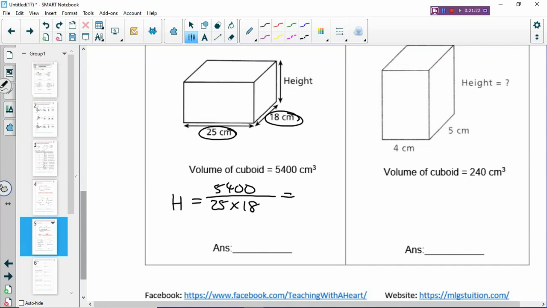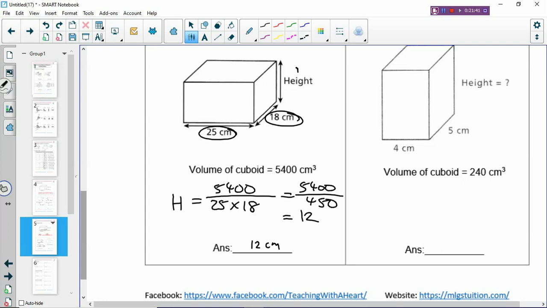Now, you have to multiply the length times breadth. So you have 5,400, and then 25 times 18, and you will get 450, and then you do your dividing. So 5,400 divided by 450, and you will get 12 cm. So the height of the cuboid is 12 cm.